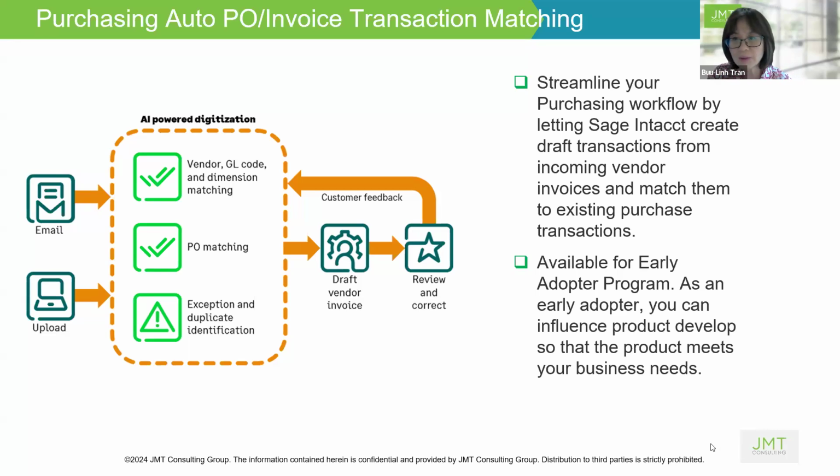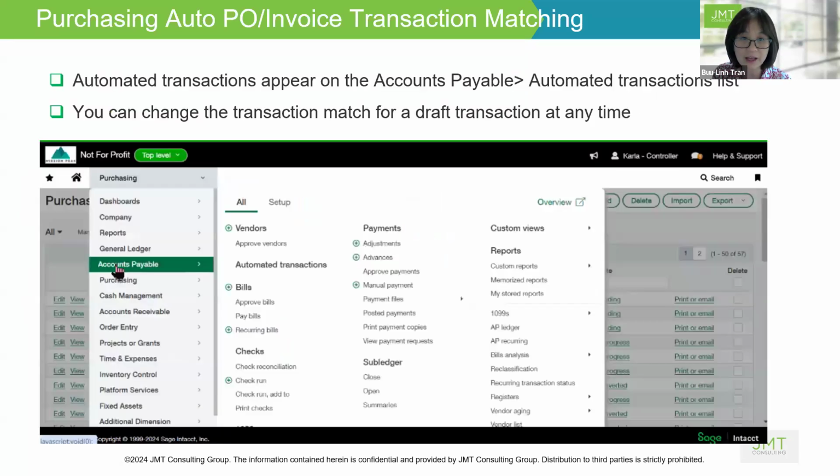Now, when we talk about early adopter, this is fairly new. You would be a beta user in this early adopter program, which would mean that Sage may want to reach out to you to get feedback in terms of what's working and what's not working as an early adopter user. Now, I was able to get some screenshots of what this process looks like in the next slide, please.